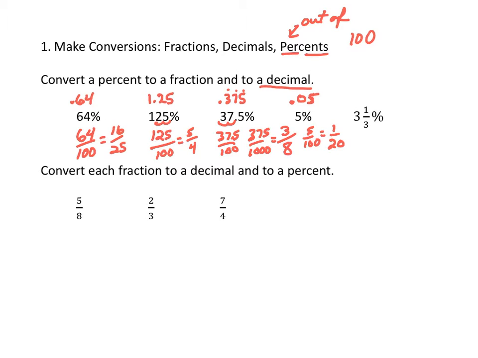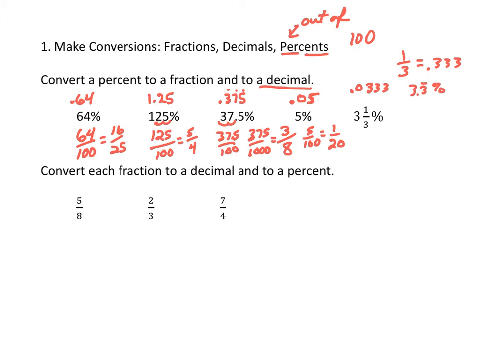3 1/3%. This is a tricky one because 1/3 itself is a repeating decimal, 0.333. So 3 1/3% is really 3.3 repeating percent. And if you divide 3.3 repeating by 100, that's 0.0333.